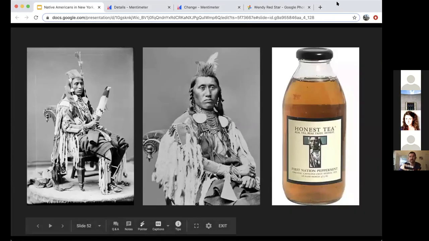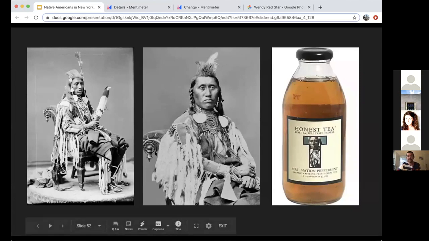The one that stands out to me the most, all the way on the right, you can see one of the images has been used on an Honest Tea label. This is true, and I was shocked when I learned this. The title of this tea is First Nation Peppermint. And they used this image with no context about it at all.